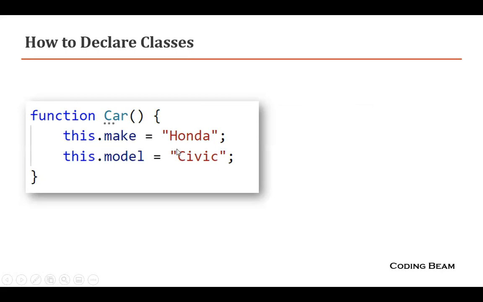So how can we declare a class? This is the syntax to declare a class. There will be the function keyword and then the name of the class, and it will be in the Pascal naming convention. Now this.make is a new property of the class, and this.model here is also a new property of the class. So this is how we declare classes in JavaScript. Now we will see it directly in code, in a practical way.